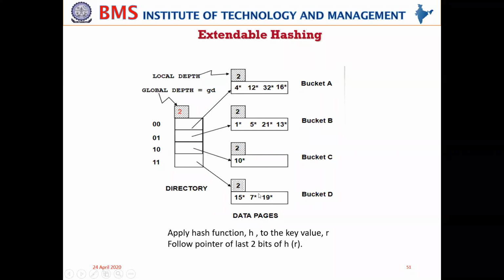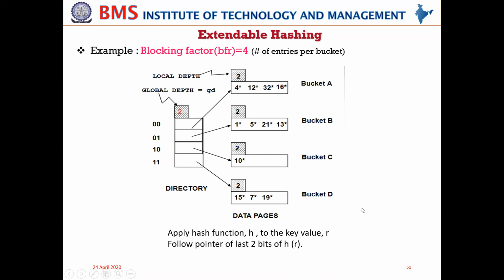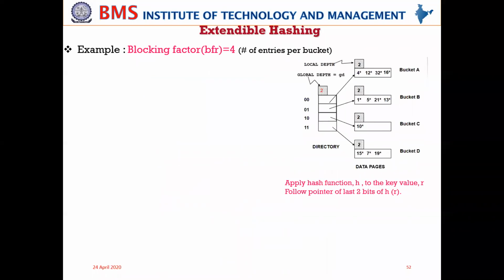With a couple of examples in the next slide, we will try to understand how the global and local depth change. How do you insert a record into a particular bucket? How do you decide which record should go into which bucket, or which record should make use of a particular address in a directory? That we'll see with a couple of examples. In these examples, we have assumed that the capacity of each bucket is 4, so the blocking factor is 4. We already discussed the concept of blocking factor in previous classes. Now we'll move on to an example.